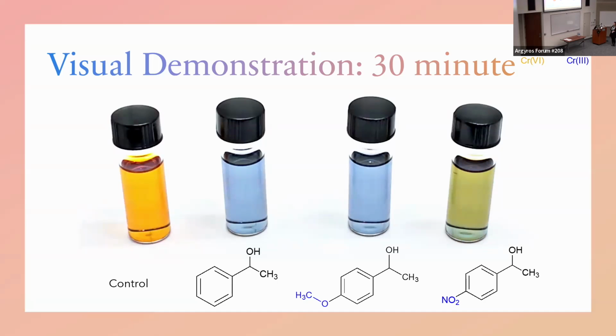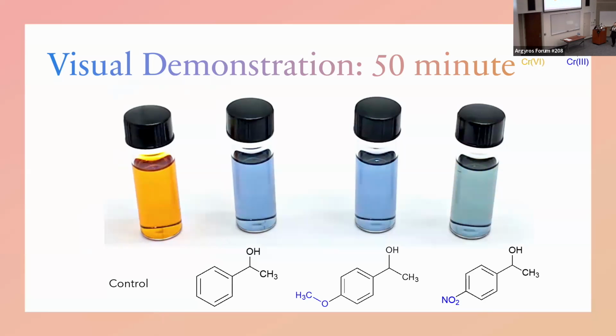And then moving on to the 30-minute time zone, the para-nitro one finally started exhibiting a greenish yellow. And lastly, at 15 minutes, all of our alcohols change from orange to blue. So in conclusion to our video demonstration part, we can see that the para-methoxy alcohol takes the shortest time to complete its alcohol oxidation. And in contrast, the para-nitro one takes the longest time to complete its alcohol oxidation.